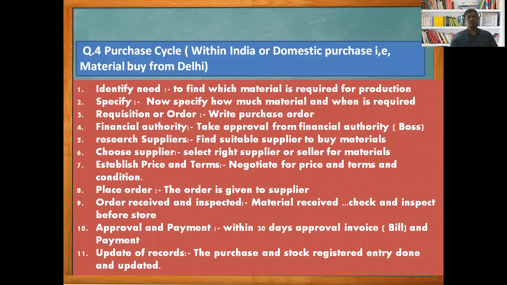First, identify needs. I have to identify what kind of material I am going to purchase from Delhi. What is my requirement? I have to identify the basic material required for production. Second, specify. I have to specify how much material I am going to purchase: what quantity, what quality, 1 lakh rupees, 2 lakh rupees, and what my production schedule is. I have to see all that as per the requirement.